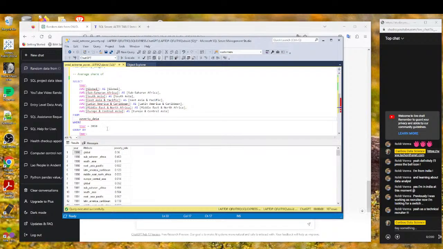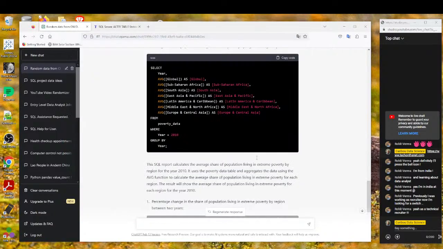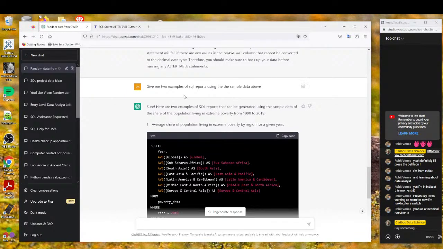Poverty sample. So that's the data set, make sure we ask the question of what we're looking for. Give me two examples of SQL reports using the sample data above. Now again, this is an interesting use of the aggregate function calls. You only pull in one year, and, right, will this give us a column? We've already got columns. These are all columns, right? Okay. Well, let's come back over here.